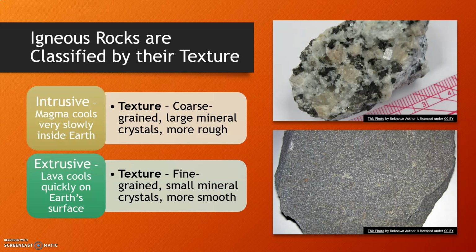Extrusive igneous rocks form from lava cooling very quickly on Earth's surface. This could be on the surface exposed to air, or it could be on the surface underwater, in which case the water would cool it very quickly. And because it doesn't have time to grow large mineral crystals, the crystals are very small, or fine-grained texture. It looks more smooth or uniform in texture.